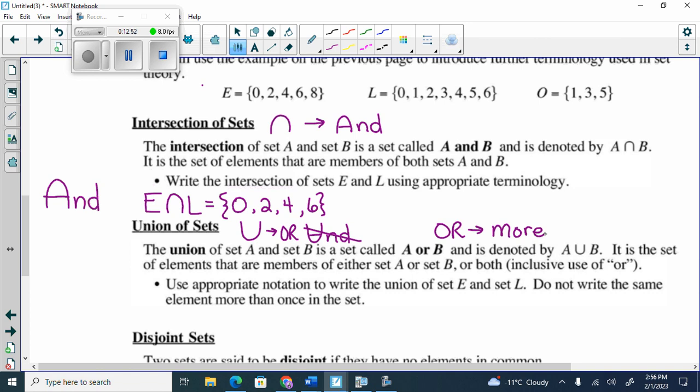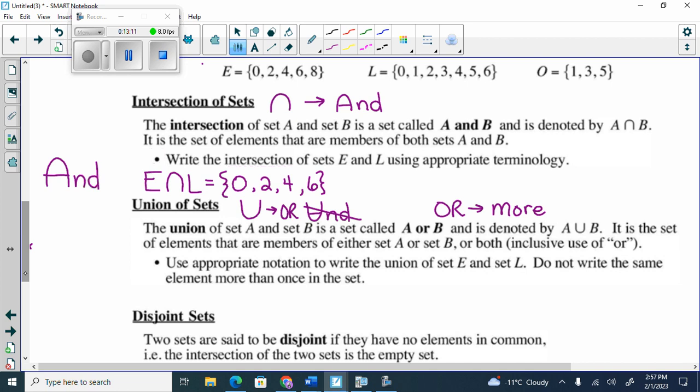So the union of set A and set B is a set called A or B, and is denoted as A union B. It is a set of elements that are members of either set A or B. You're inclusive. You're including every single person who's possibly in either one. Okay? Use appropriate notation to write the union of set E or L. So if it's in E or it's in L, I list it. If it's in both, I list it, but I just list it once. Okay? So I like listing it in order. If you listed it not in order, it would still work. Okay? You just might miss some, so I like listing them in order.